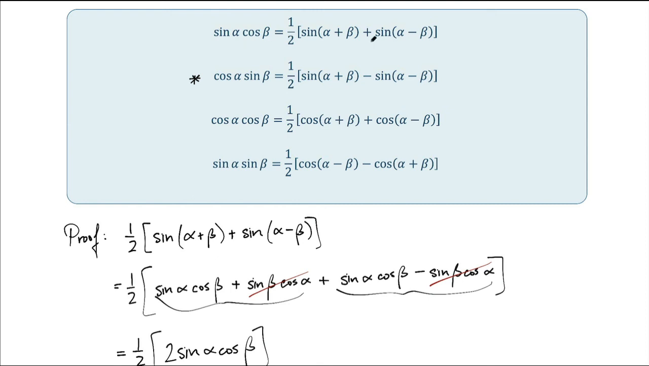I don't actually have these identities memorized. I just come up with them when I need them by thinking about what I might be able to do to get the term that I'm looking for. So those are the three that you really need, and of course, the second one is pretty much this exact same first one, just flipping around the angles.